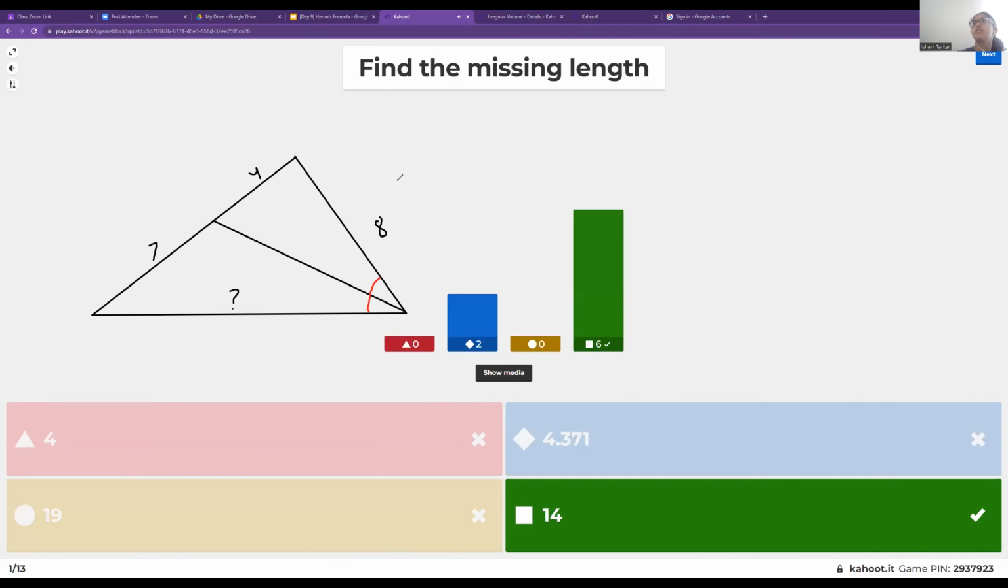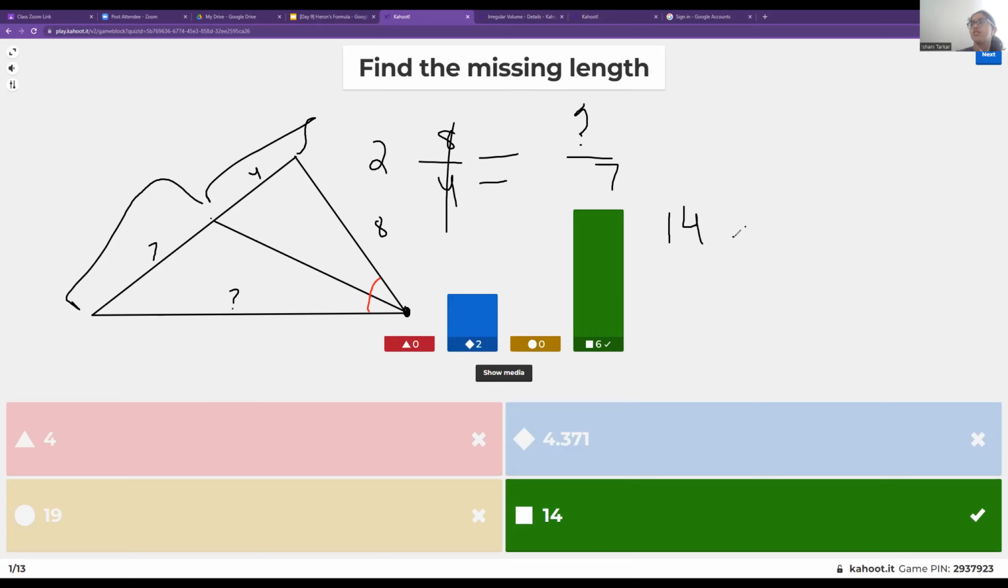Okay, yeah. So the answer is 6. So it would be, remember, we do the numerators as the side touching the vertex the bisector comes from, and the denominators are the ones that don't, right? So these, right? Okay, so it would be 8/4 is equal to ?/7, right? And we can simplify the left to 2. So we get 2 is equal to question mark over 7, which is 14 is equal to question mark, right? So yeah, good job to the people who got that.